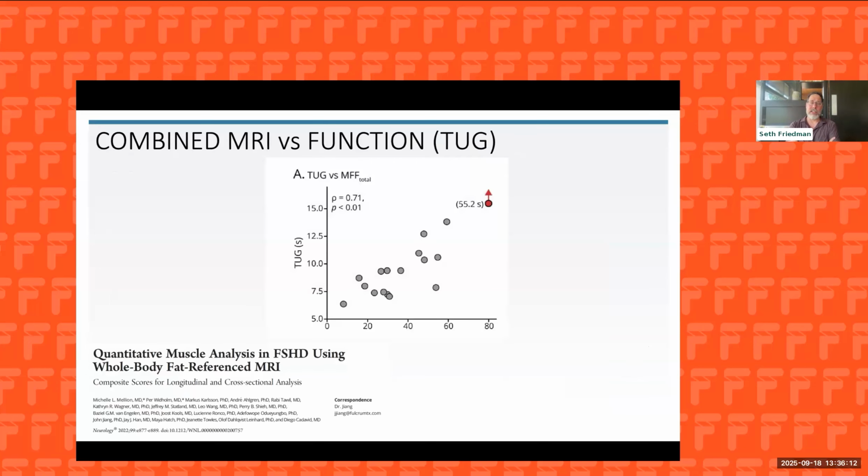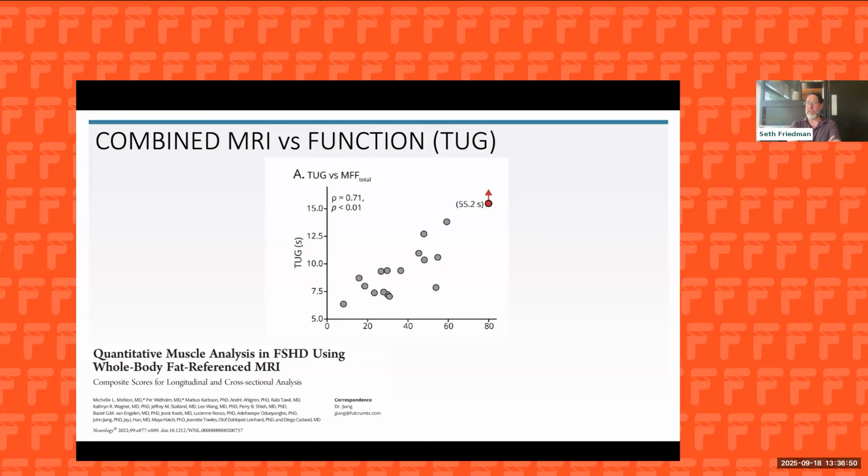And similarly, these are plots that we've all made, and this is Michelle Mellion's work from neurology, as part of the Fulcrum study. And here's timed up and go, where you get up from a chair. And on the x-axis, you have the fat fraction. And you see this very nice linear relationship where the more fat that you have, the longer it takes you to get up and out of a chair. So I think we can all agree, this makes total sense within the human form.